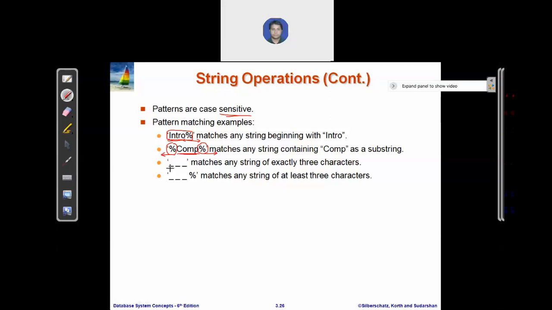Okay, if you write 3 underscores, it will include the strings which have exactly 3 characters. It will give you the string which has exactly 3 characters. And if you write 3 underscores and then percent, it means at least 3 characters should be present. After these 3 characters, any number of characters can be present, it doesn't matter. There must be at least 3 characters.